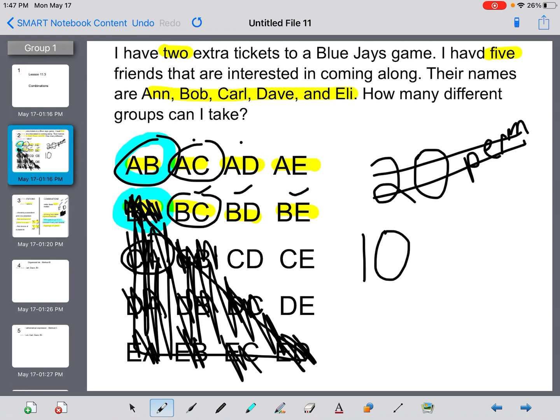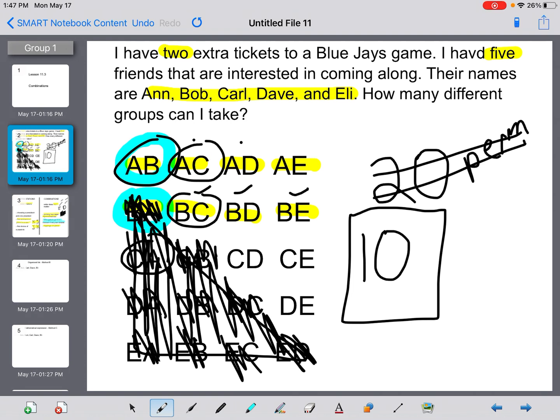So what I want you to start to notice is that combinations come from permutations, but we have to narrow it down, and we always are going to end up with a smaller number because the order doesn't matter. So taking Ann and Eli is the same as taking Eli and Ann. So I'm not going to count it twice. Those are not 2 different combinations.